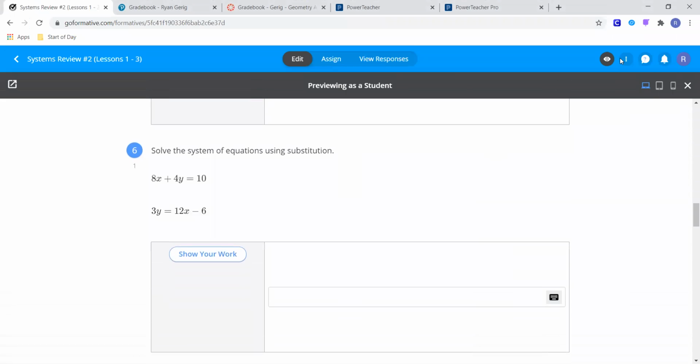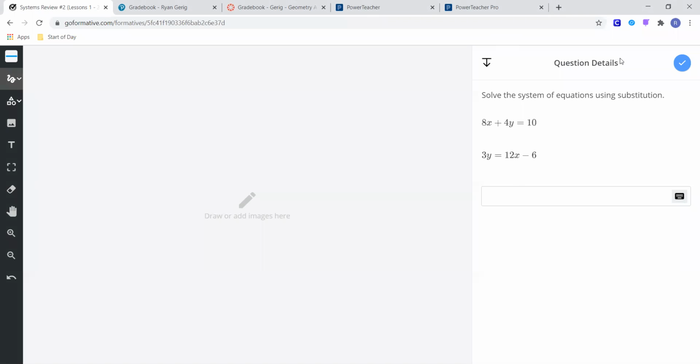Last substitution problem. A little bit weird. You haven't seen anything like this one before, but still, I want to get y by itself. The second one. All I have to do to get that by itself is divide by 3. And the nice thing is, everything in here is divisible by 3. So y equals 12 divided by 3 is 4x. 6 divided by 3 is negative 2. I'm going to take that and put it in for y.